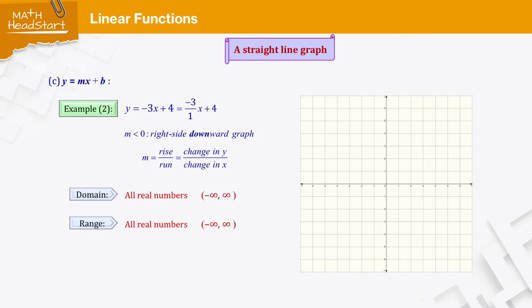As before, we begin with the y-intercept. Plot a point on the y-axis at 4. And then, from that point, we move 1 step horizontally and 3 steps down vertically. There is another point there. We connect it with the y-intercept to draw a straight line. This is the y equals negative 3x plus 4 graph.